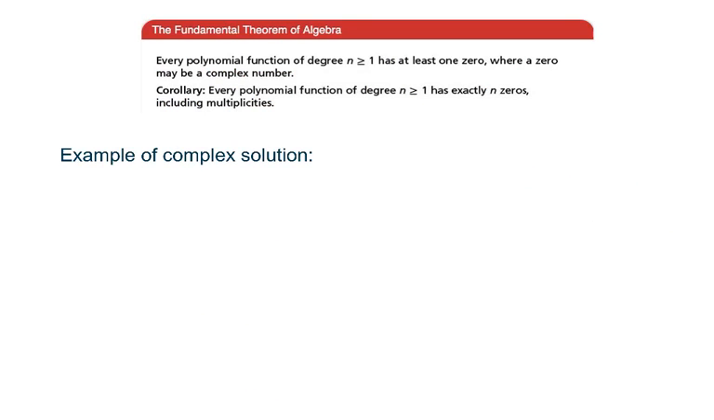All right, so the main objective of this lesson is to learn the fundamental theorem of algebra. It states that every polynomial function of degree n greater than or equal to 1 has at least one zero, where the zero may be a complex number. And the most important, really, that we're going to deal with here is every polynomial function of degree n greater than or equal to 1 has exactly n zeros, including multiplicities.